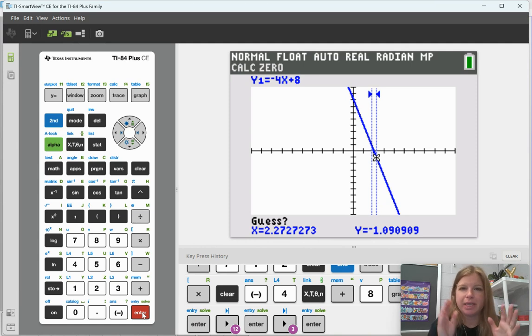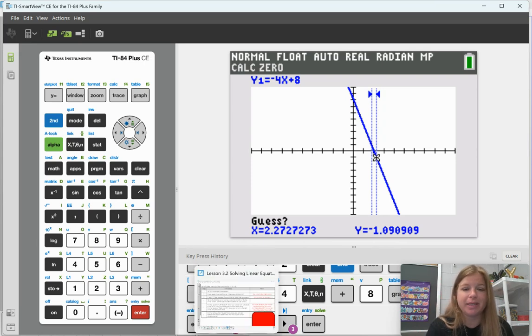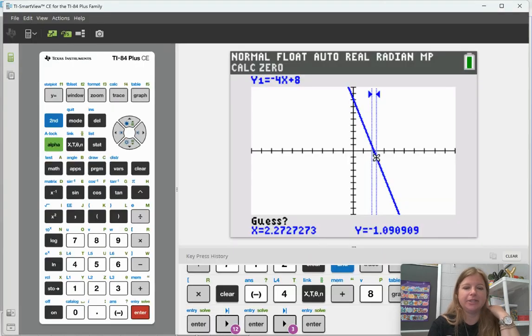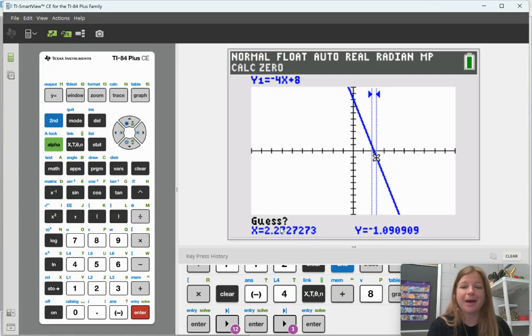That's going to help me figure out where my 0 is, and I'm going to press enter. Notice that the intercept that I want to find, the 0 I want to find, is in between those dotted lines, and that means that I'm doing this correctly. For the last question, guess. Make sure your 0 is in between those vertical dashed lines, which it is, that are on your screen, and press enter. So now at the bottom it says guess.